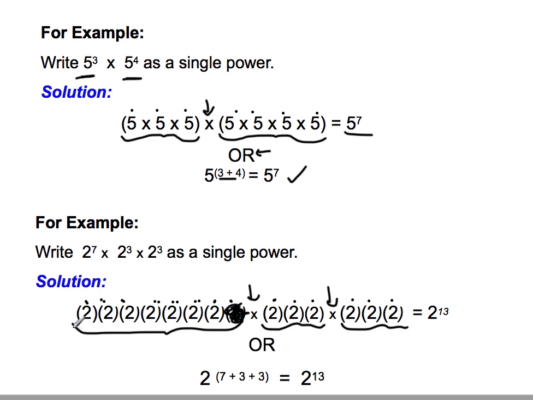Now, again, instead of writing this whole thing out, I can just say 2 is never going to change, and I can go 7 plus 3 plus 3, and I get 2 to the power of 13. Now, if you still have to write it out as repeated multiplication to make sure you get the right answer, do it. But if you can start using the short form and those product laws, then again, I don't care how you get to the answer, just get it right.